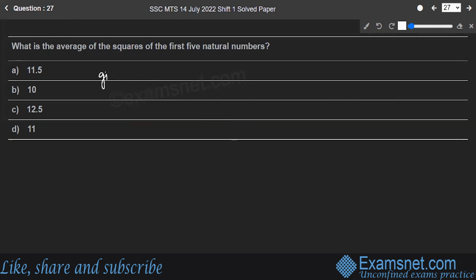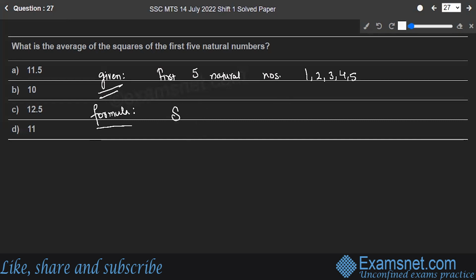First of all, what are the first 5 natural numbers? The first 5 natural numbers are 1, 2, 3, 4, and 5. Correct. So you have to find the average of the square of them. There is a particular formula for the same. I hope you know the formula already, but still, if you don't, do remember this formula, because otherwise this sum will be very lengthy.